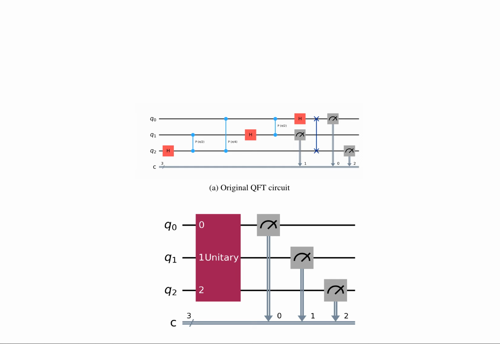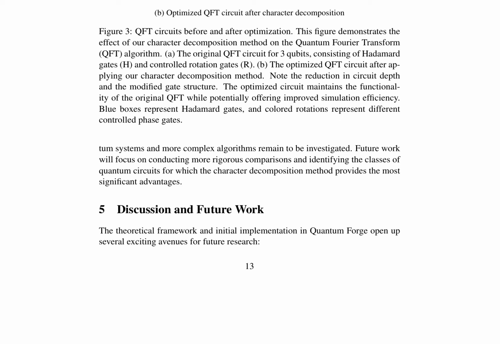after applying character decomposition. The original circuit consists of Hadamard gates, H, and controlled rotation gates, R. Whereas the optimized circuit exhibits a reduced circuit depth and modified gate structure, maintaining the original QFT's functionality while potentially offering improved simulation efficiency. The character decomposition method has been successfully implemented in Quantum Forge, a quantum circuit simulation tool.